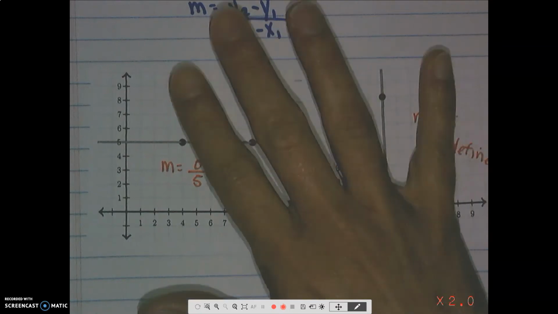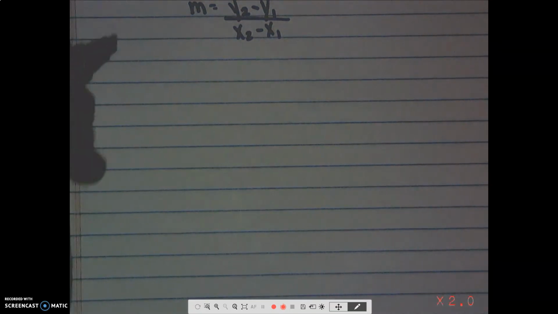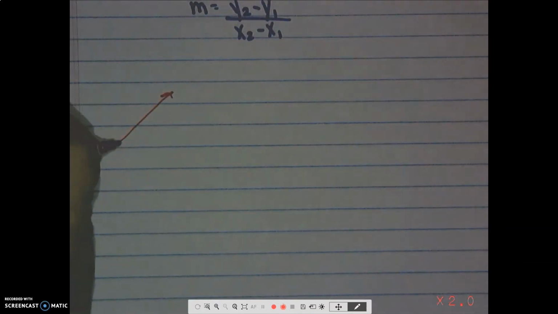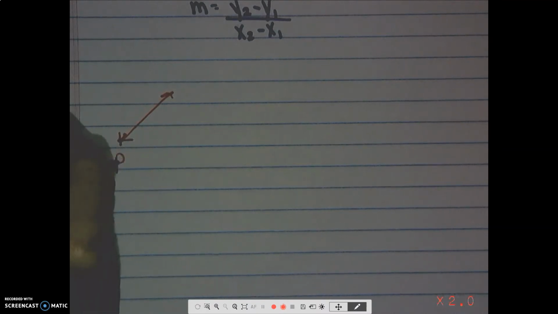In general, you have 4 different situations for slope. If your line is going upward, it's going to be positive.